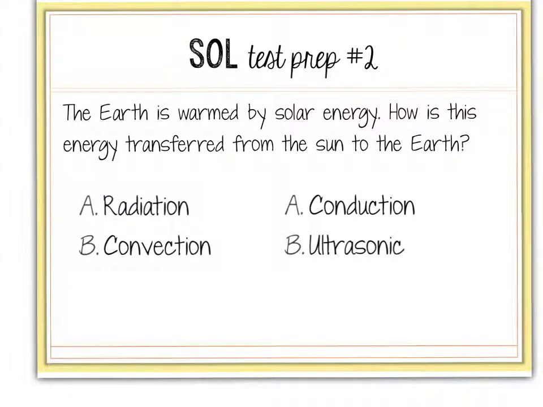So question number 2. Again, we're going to ignore the fact that this program did not accept that was A, B, C, and D. So the Earth is warmed by solar energy. How is energy transferred from the sun to Earth? Is it A, radiation, B, convection, C, conduction, or D, ultrasonic?